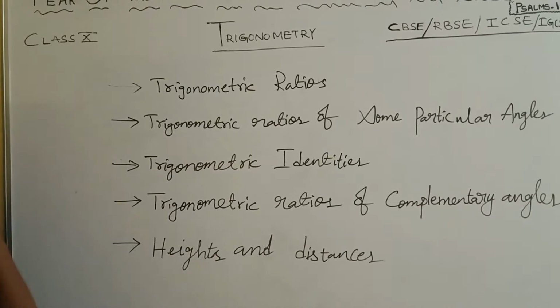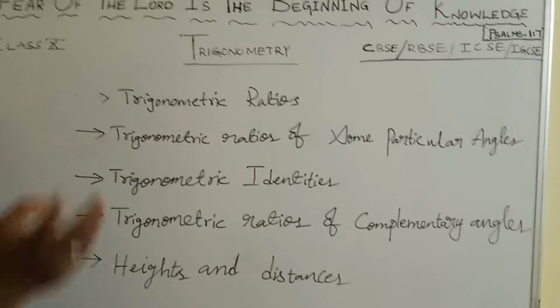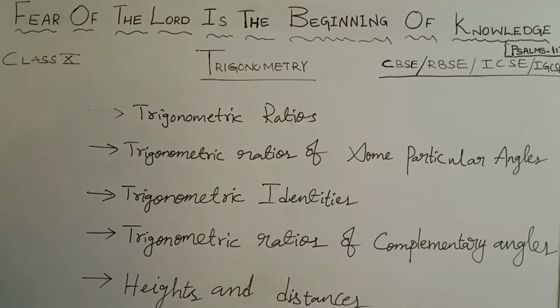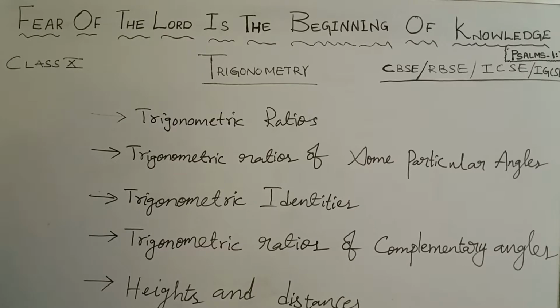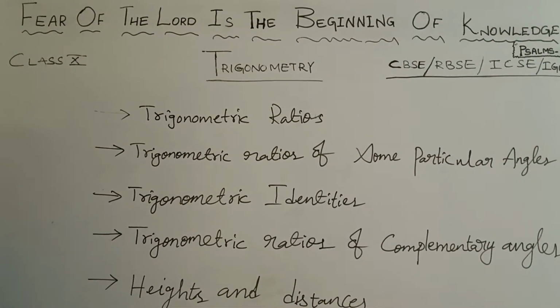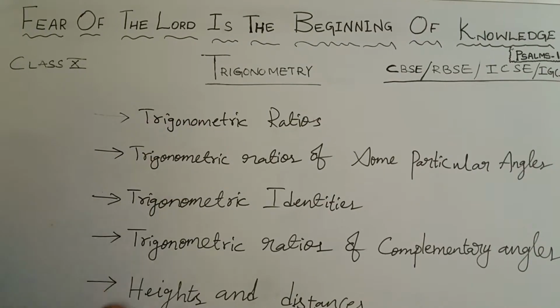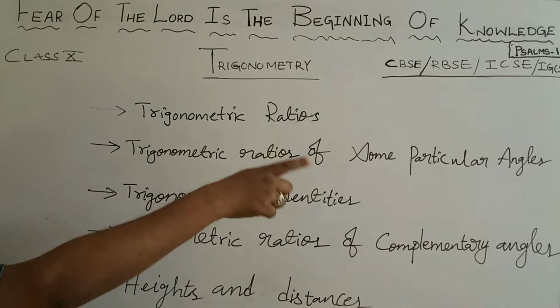So what is the meaning of that? Here, trigonometric ratios means we are going to discuss what is sin theta, what is cos theta, what is tan theta, what is cot theta, what is cosec theta, what is sec theta. This we are going to discuss. Means the definitions of trigonometric ratios. And second one, trigonometric ratios of some particular angles.